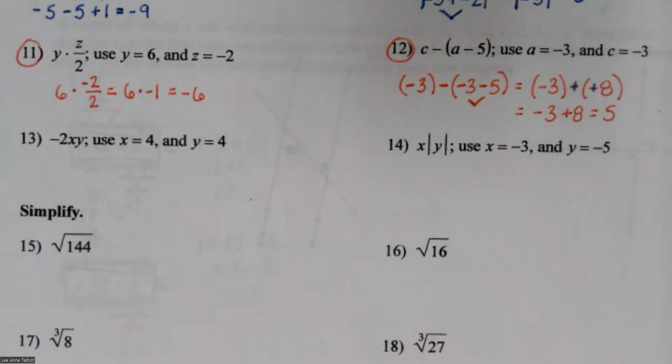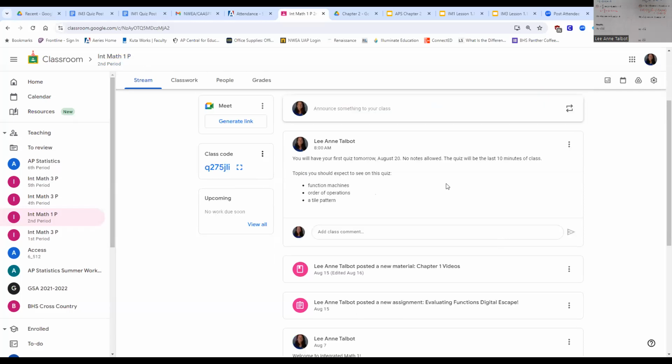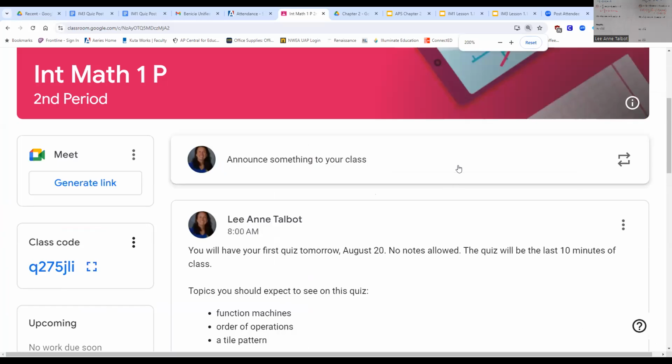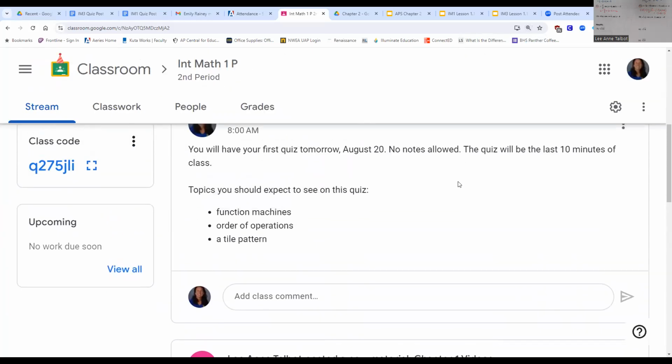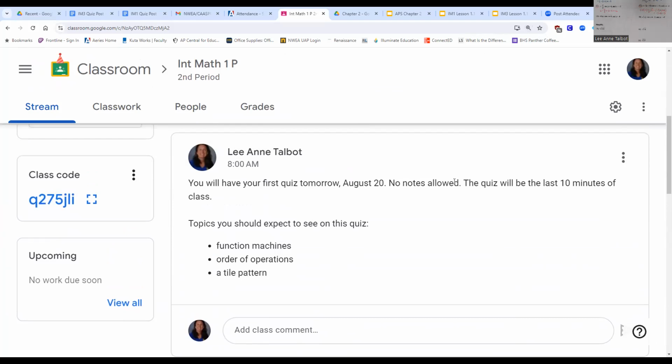Now, before we go over the homework, I want to show you something important. So many buttons to operate. Okay. I want you guys to look at this. Okay.